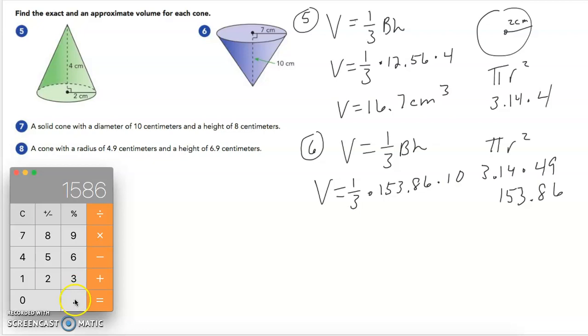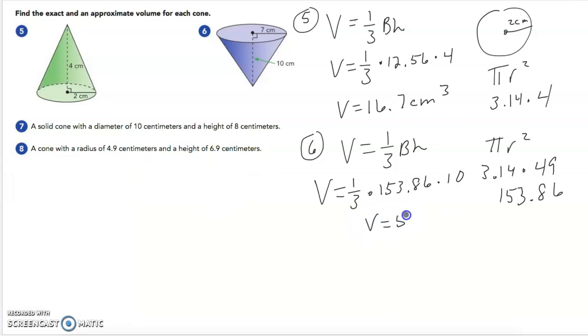I'm sorry, 1,538.6 divided by 3 gives me the answer of 512.9, we'll say. Volume equals 512.9 centimeters cubed.